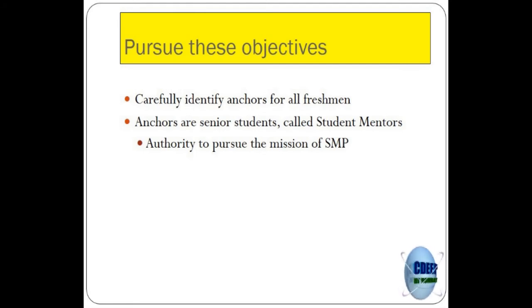And how do we pursue these objectives? To pursue these objectives, we carefully identify anchors with every student. Every new entrant who comes to the institute, we associate an anchor with that student. Anchors are our senior students, whom we call the mentors, and of course we charge them with authority to pursue the mission of the student mentor program.